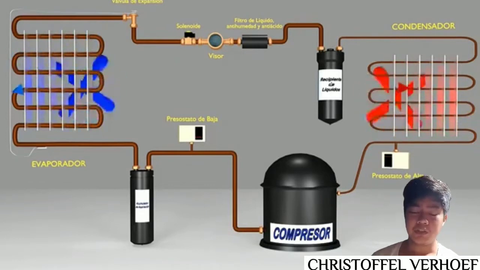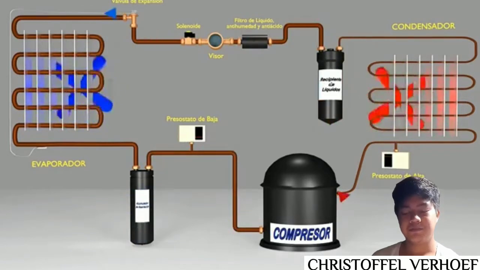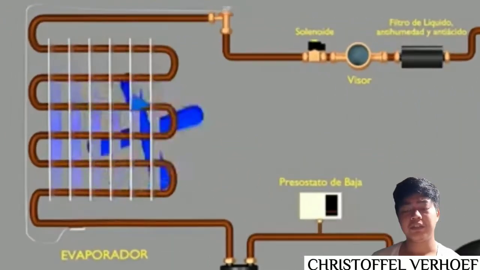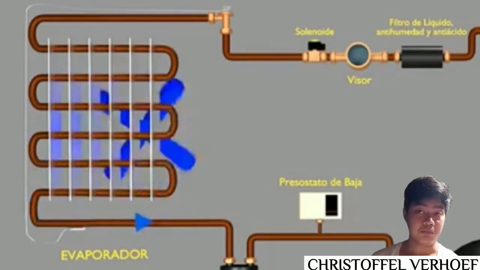Today I'll be discussing the evaporator. It is part of the four primary components of the refrigeration cycle. An evaporator is used to turn any liquid material into gas. In this process, heat is absorbed.